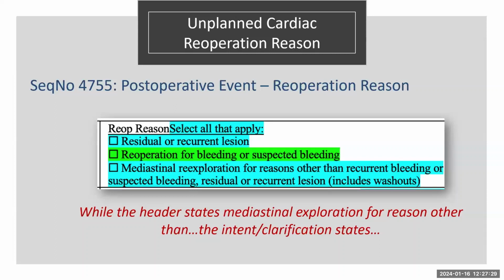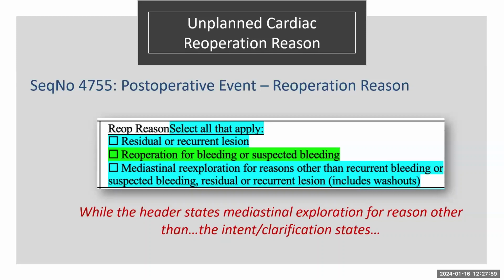So you've already selected in the post-op event section that the patient has had an unplanned cardiac reop. And now what opens is the reoperation reason, and you have to select all that apply. There is number 1, residual or recurrent lesion, number 2, reoperation for bleeding or suspected bleeding, and then 3, mediastinal reexploration for reasons other than recurrent bleeding or suspected bleeding. In other words, a mediastinal exploration for anything other than the other 2 choices.